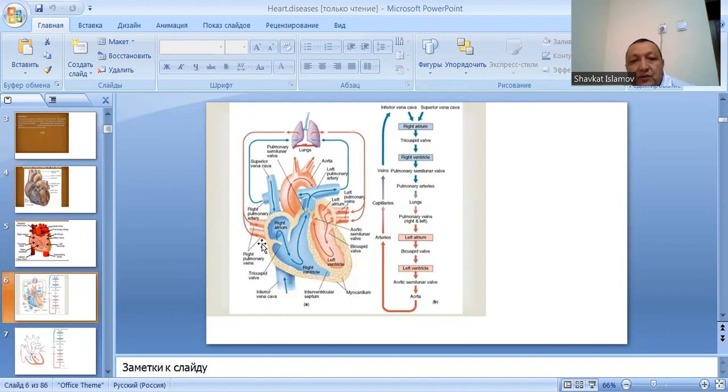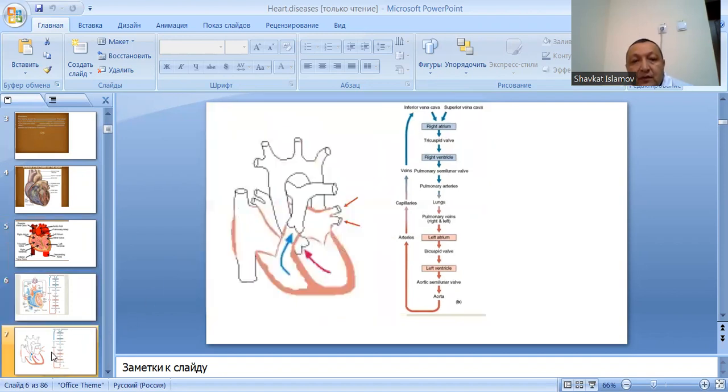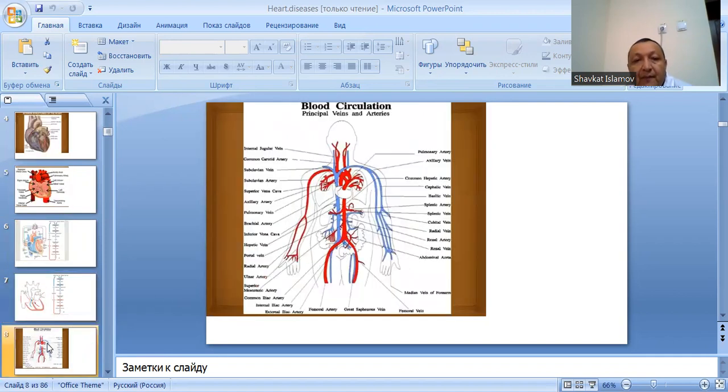You see pictures of this heart. Principal veins and arteries in the human organism.